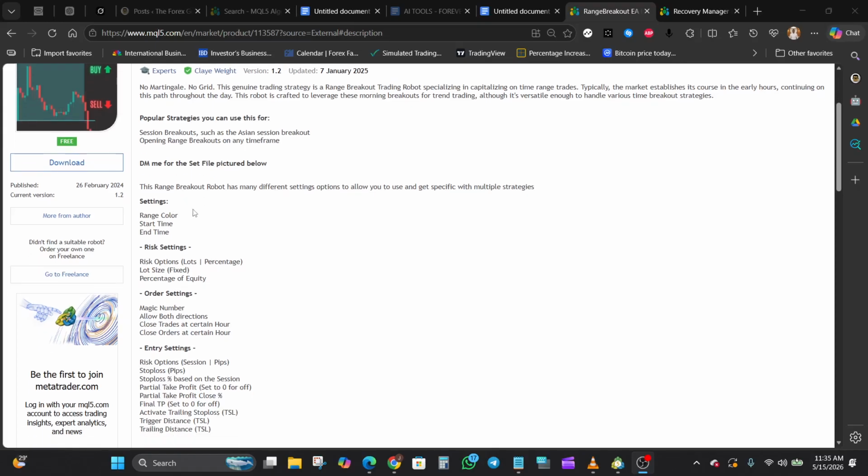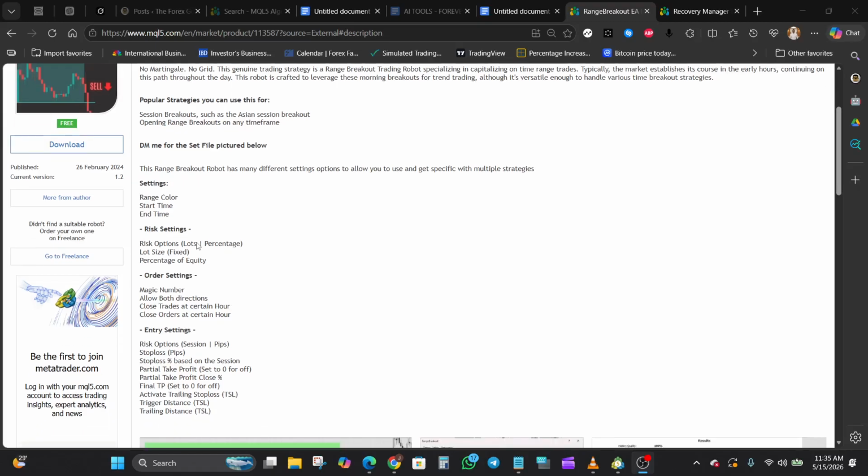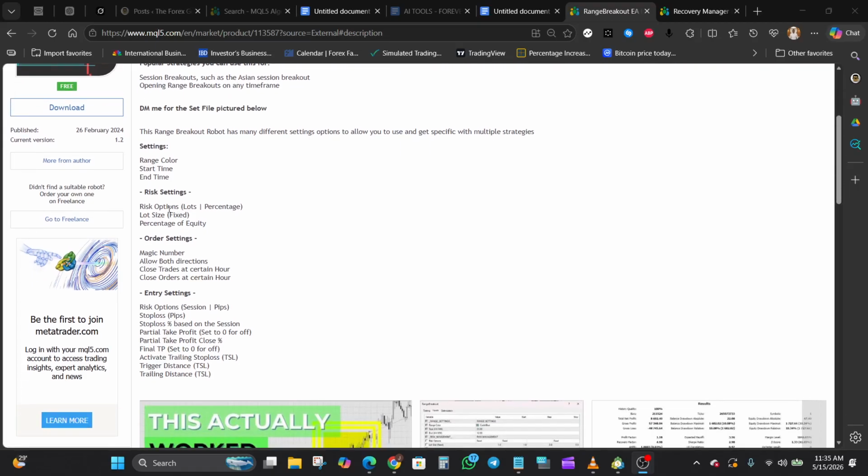Now, moving into the settings area, this EA gives quite a flexible configuration panel. You can define things like the range start and end time, which basically allows you to control the session window you want the EA to observe. There's also a visual option for range coloring, which helps you identify the active range on the chart. On the risk side, there are multiple options available. You can switch between fixed lot sizing or percentage based risk, right? Which means you can adapt it depending on whether you prefer static or dynamic position sizing.